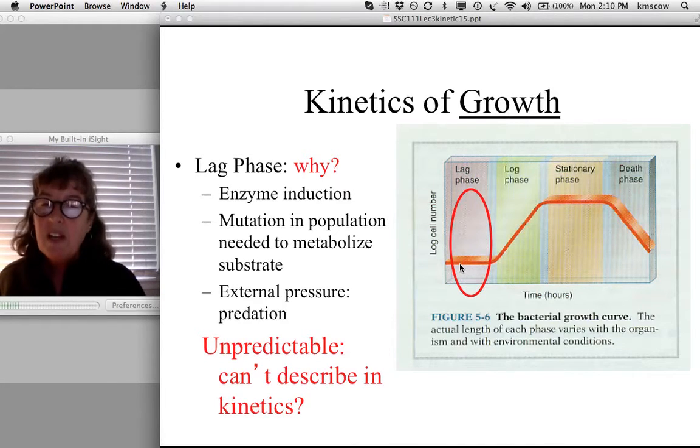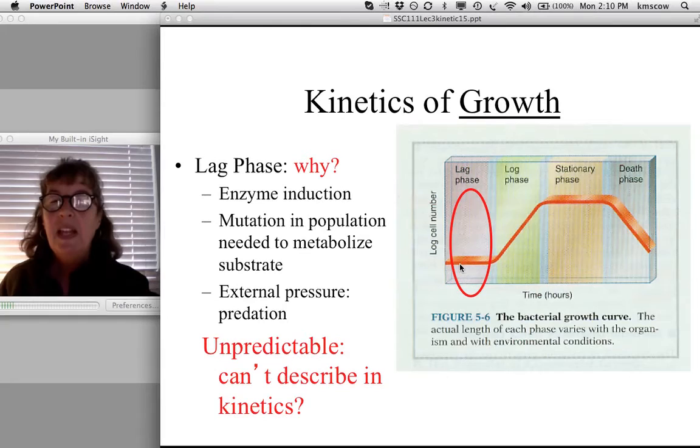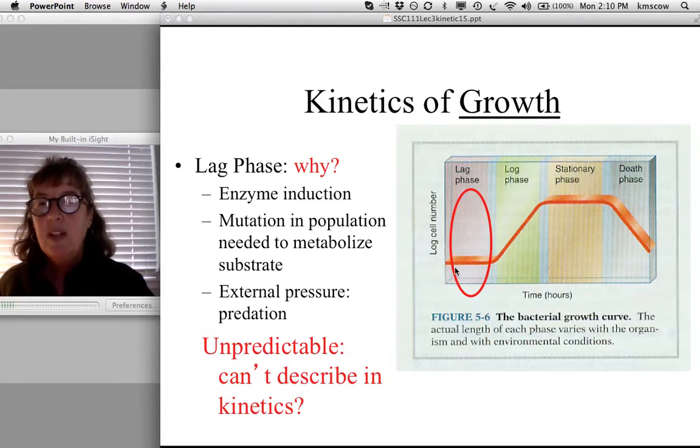Or it could be, if you have a complex system, that there's somebody like protozoa gobbling up the organisms as they're starting to grow, and they are able to keep the population down for a while, but then at some point the population can outgrow the predation pressure and then take off. So this lag phase is a real problem for modelers because you can see it's not necessarily a very systematic or predictable thing going on in determining why there is that lag.